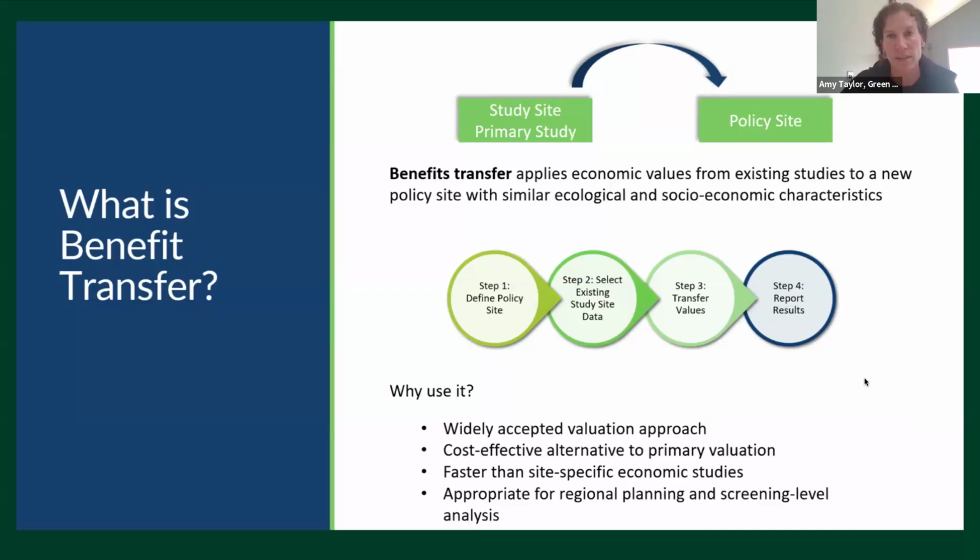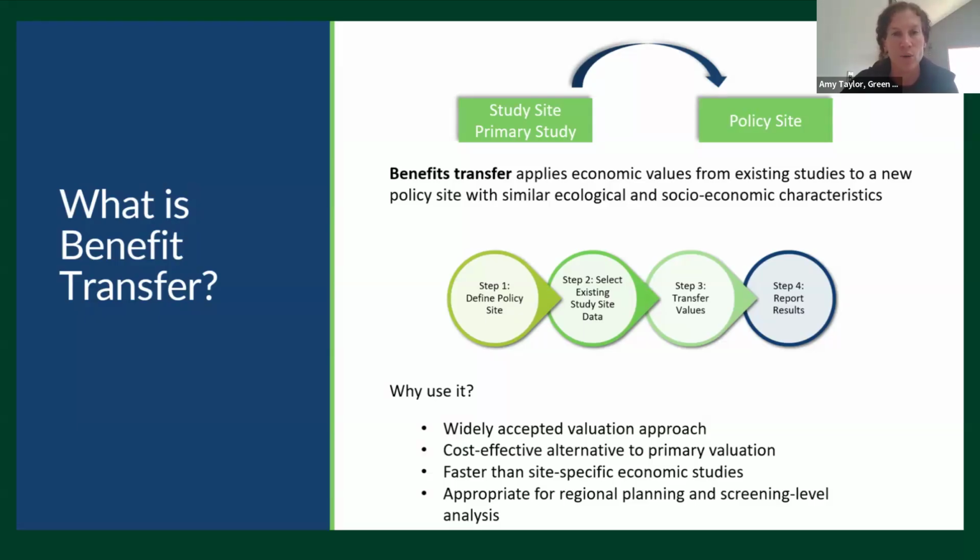So essentially, in the case of the calculator, we've taken care of steps 2 and 3 for you. We have selected the study site data or values that will be applied to your policy site. And in using the calculator, those values are automatically transferred to your project area. So why use benefits transfer? Well, as I mentioned, it is widely accepted and recognized as a valuation approach for ecosystem services. It's cost effective relative to primary evaluation, where we may have to go to a study site and collect data. And for the same reason, it's much quicker than primary evaluation studies.